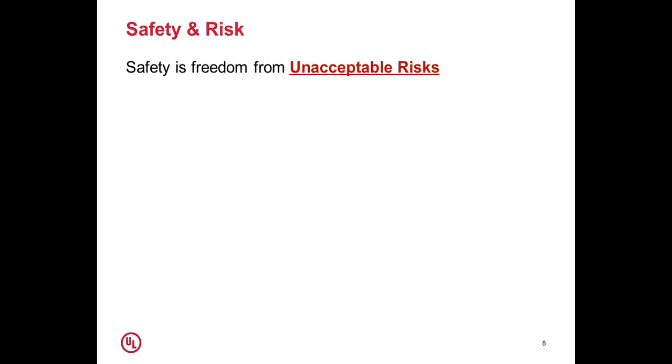Let's go ahead and see how a medical device helps in safety and risk. What is safety? We all know safety is freedom from unacceptable risk. So what is unacceptable risk? The unacceptable risk depends upon the manufacturer, the kind of user, and the location, the environment. So many parameters come into deciding whether the risk is acceptable or unacceptable.